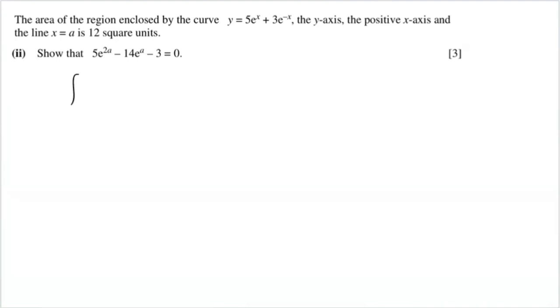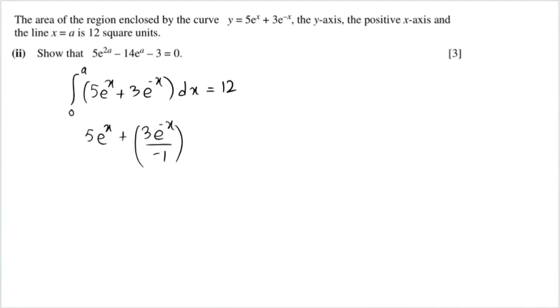So I'll put an integral from 0 to a of 5 e to the power x plus 3 e to the power negative x. Integrate this and put it equal to 12. By doing that, I need to show that this ends up as this equation. So 5 integral of e to the power x is just e to the power x, but this is going to be e to the power negative x divided by minus 1, right? So put the limits of integration. You can avoid this step, straight away write a minus 3, but I just wanted to show you the complete thing.